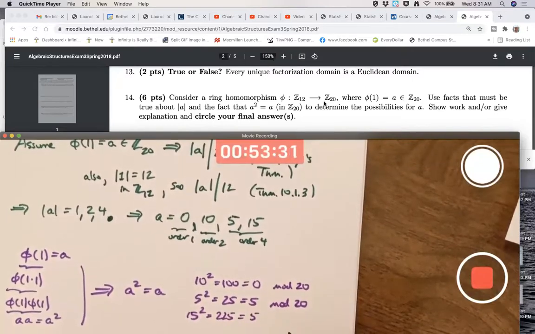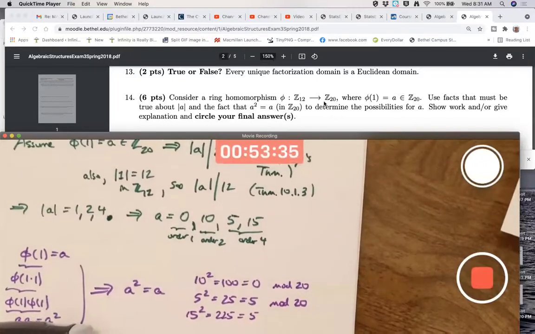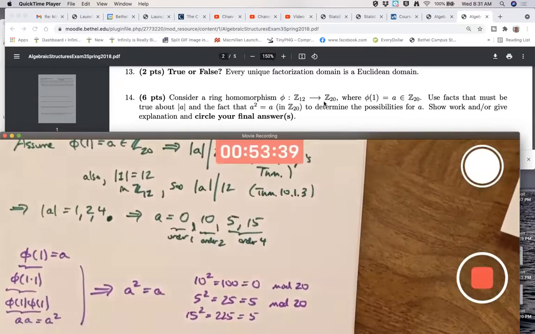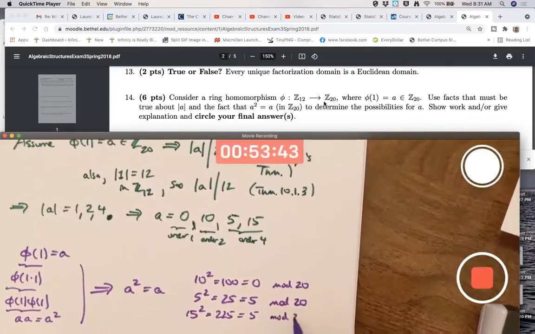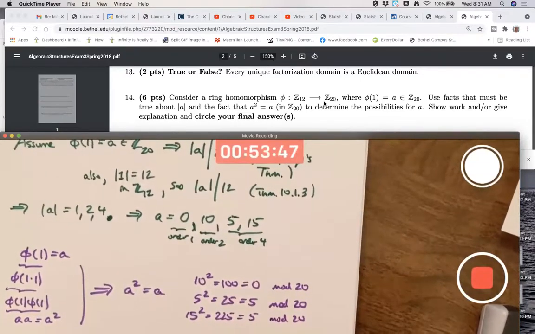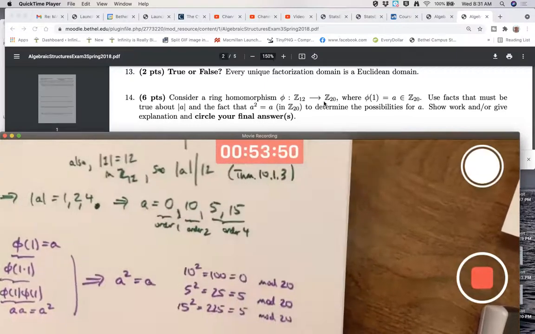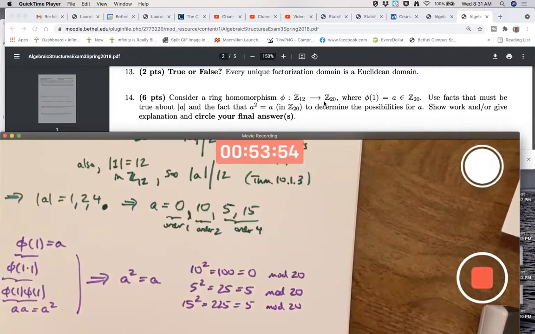Just double check that I didn't make a mistake there. 15 squared, yep, 225. Mod 20 is 5. So 15 is not idempotent. So there's only two possible answers. A is either 0 or 5. 0 squared, of course, does equal 0.